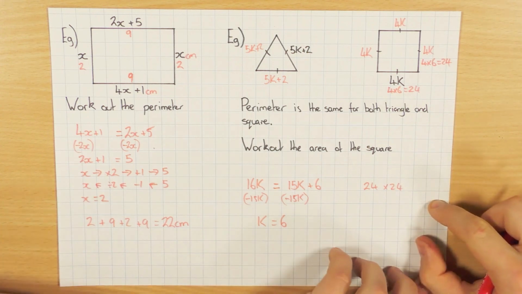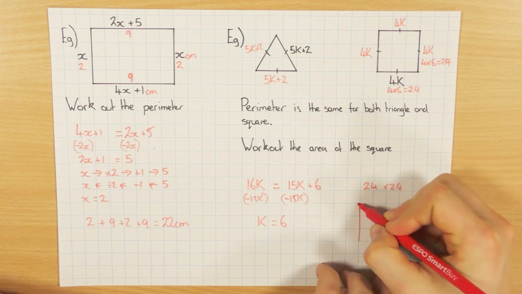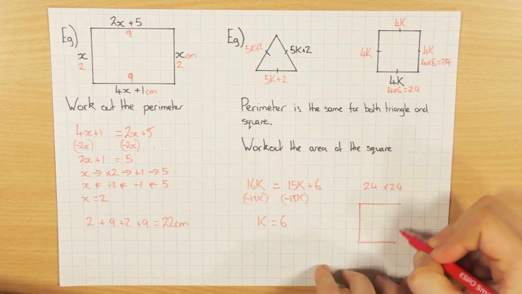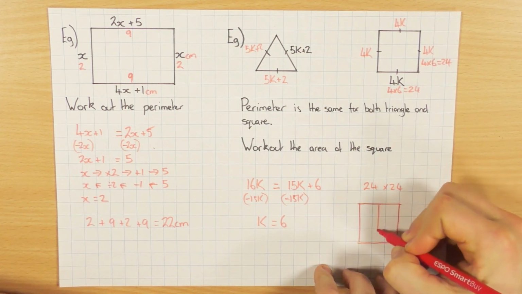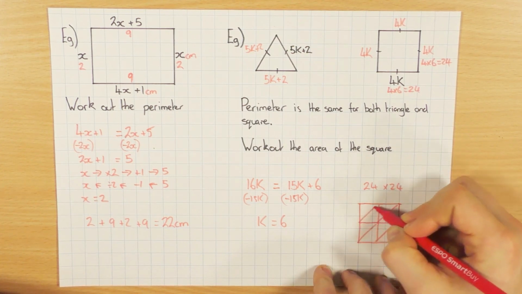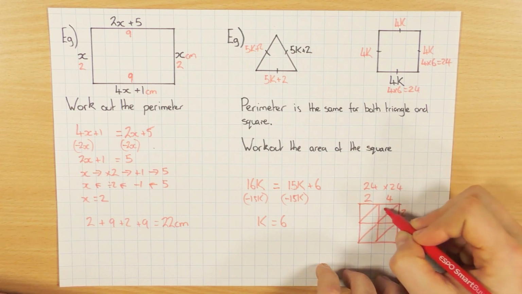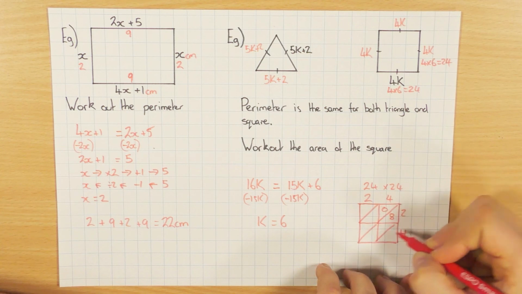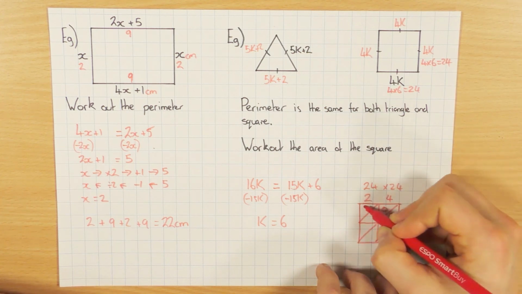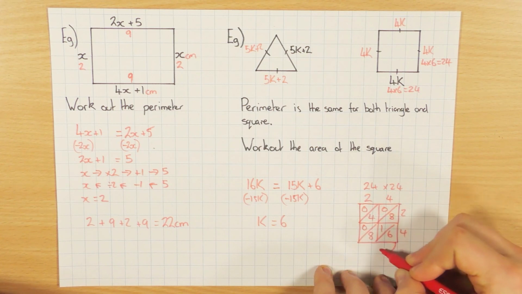Now obviously if this was a calculator paper, you could just use a calculator. But let's do it the old-fashioned way, using our grids. It's always good practice to brush up on these skills. So 4 times 2 is 8. 4 times 4 is 16. 2 times 2 is 4. 2 times 4 is 8.